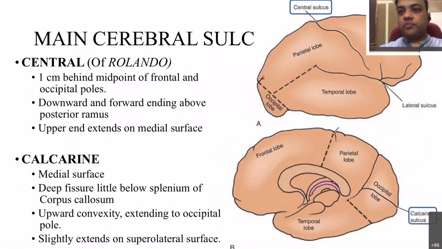The central sulcus, also known as the sulcus of Rolando. In the upper figure, you can see the central sulcus in the box. You can see it is descending from the superior border or supramedial border, downward and forward, separating the frontal lobe anteriorly from the parietal lobe posteriorly. Now there is a description written here. It is 1 centimeter behind the midpoint between the frontal and occipital poles.